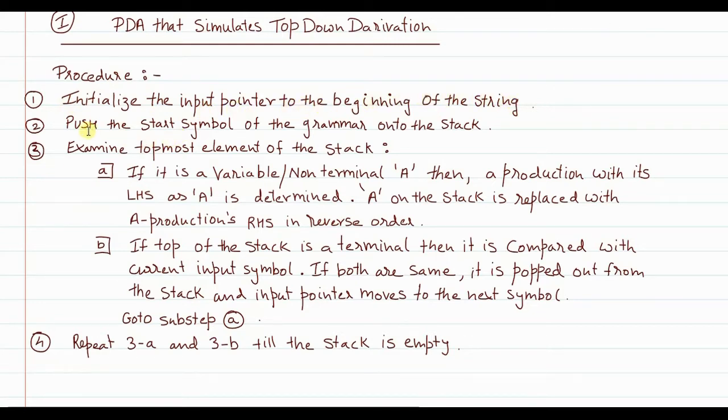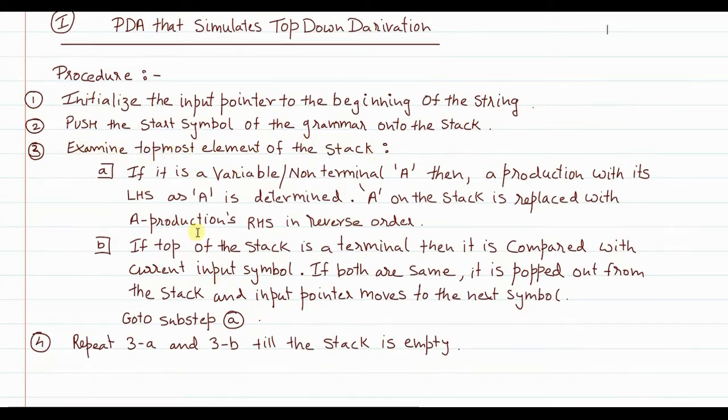Now whenever we deal with context-free grammars, a context-free grammar will always have a start production, and that start production will have a start symbol. So after initializing the input pointer to the beginning of the input string, second step, you have to push the start symbol of the grammar onto the stack. Now third, once you push elements onto the stack, earlier the stack was empty, now the stack will have some elements. So in step 3 we have to analyze the topmost element of the stack.